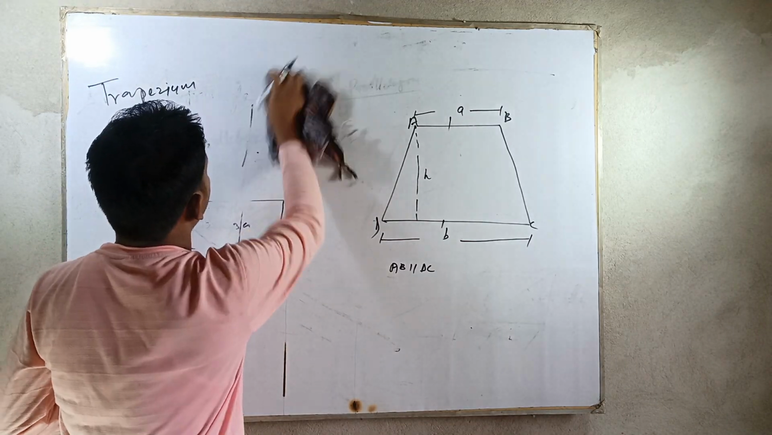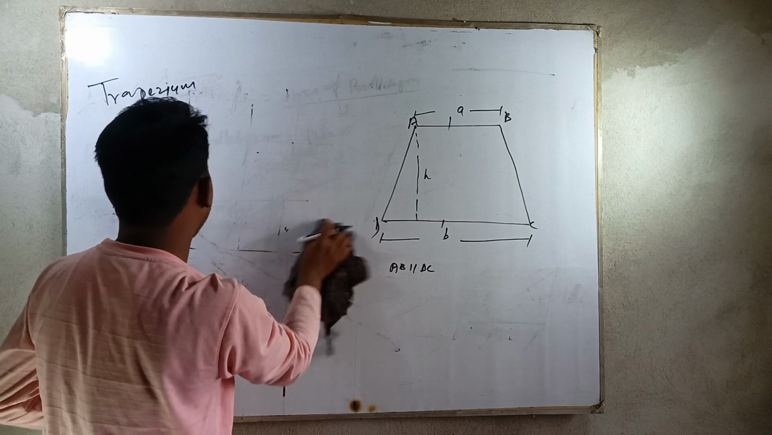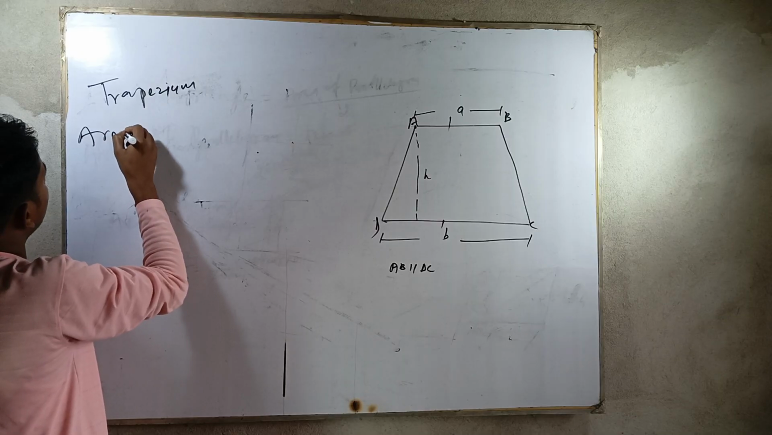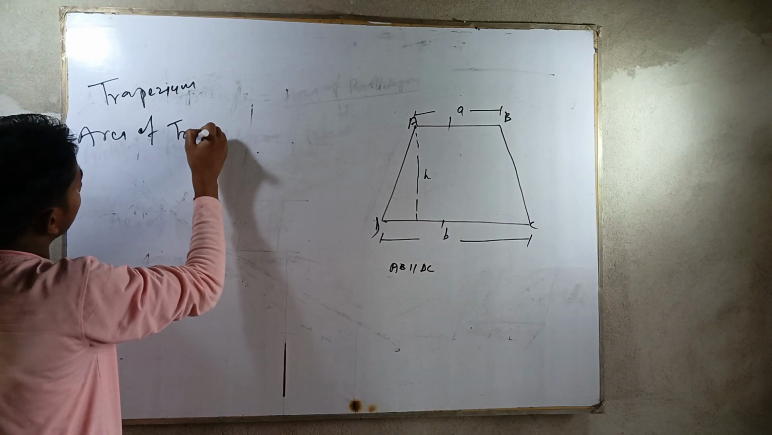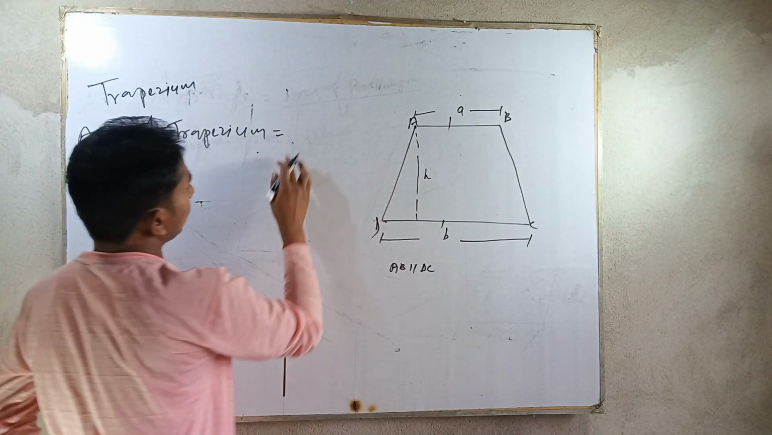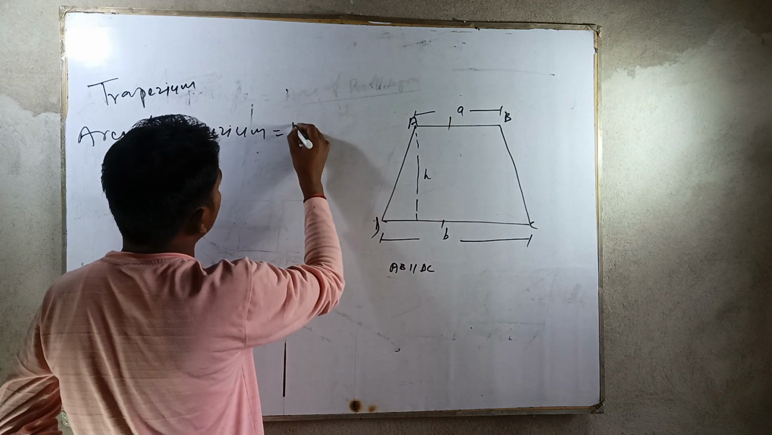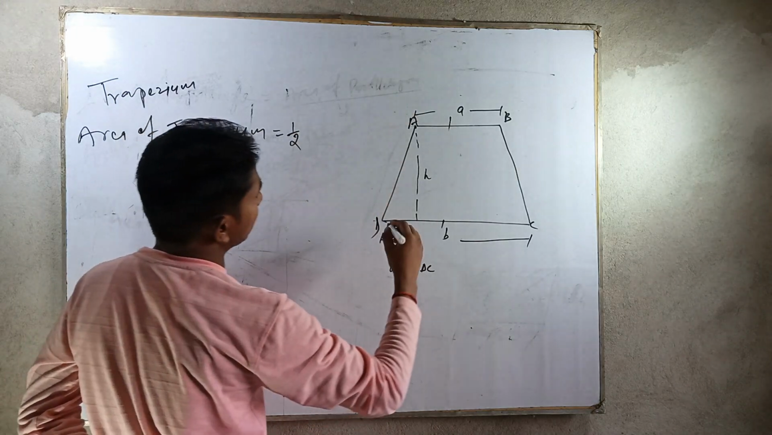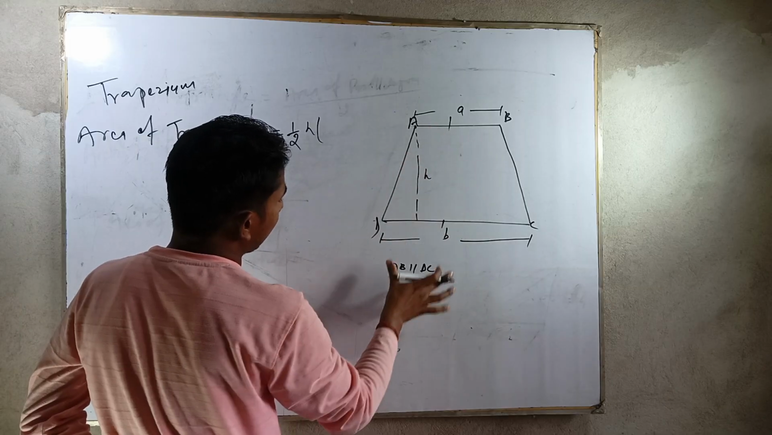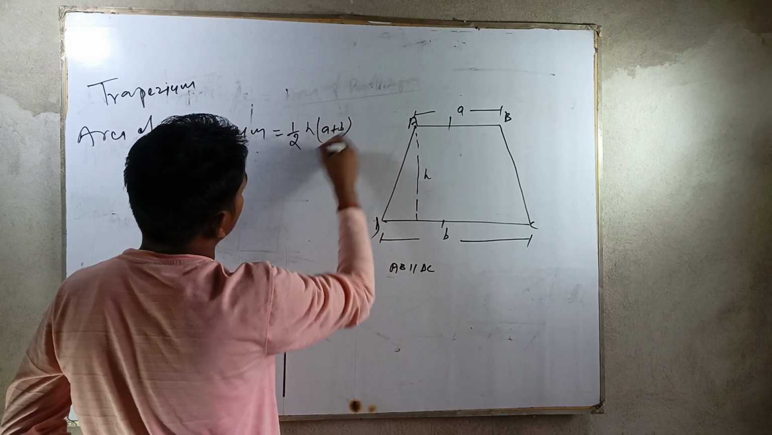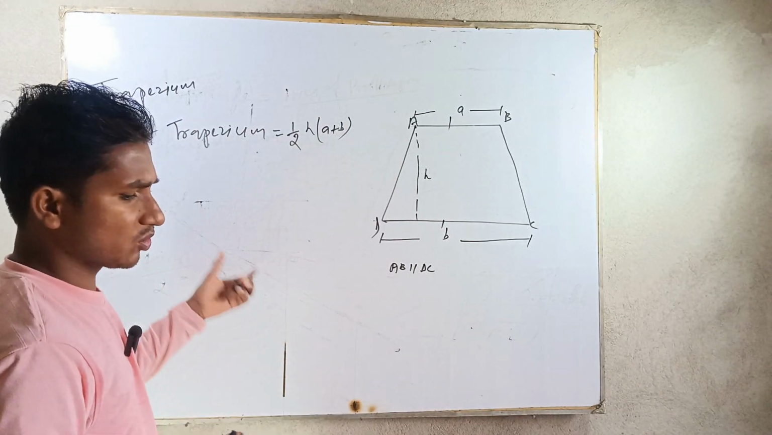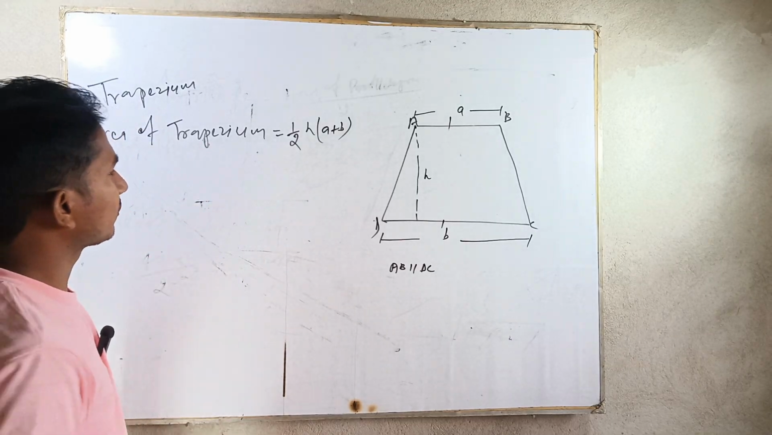So in the figure I will find its area. So what is happening? Area of trapezium equal to, what? Same, 1 by 2 into h. The height is multiplied and a and b are added. So a plus b is added, then it will be the area of trapezium.